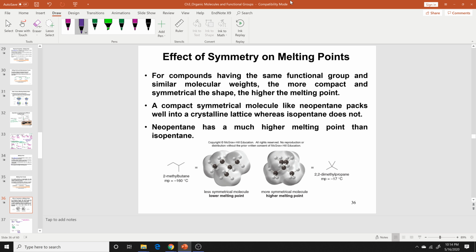If you have a more symmetrical molecule, like a compact molecule like this, this is called neopentane. This is another name for neopentane, 2,2-dimethylpropane. This molecule over here normally packs well into a crystalline lattice, whereas the 2-methylbutane, which is isopentane, does not. It has a larger surface area in here. So this is why the neopentane is going to be higher in melting point.